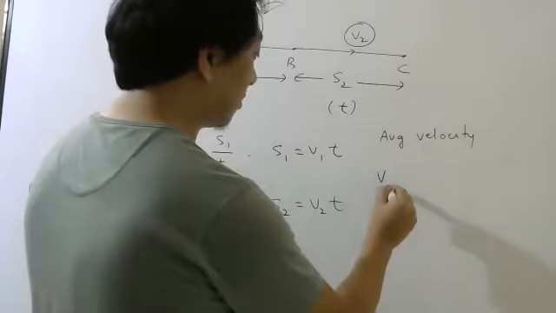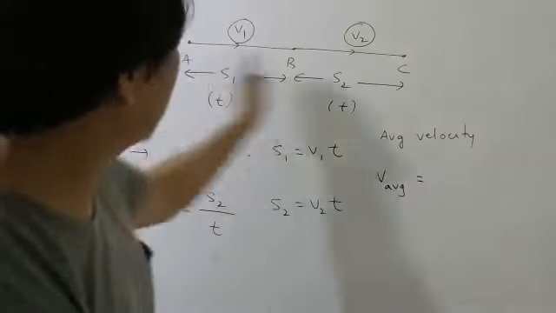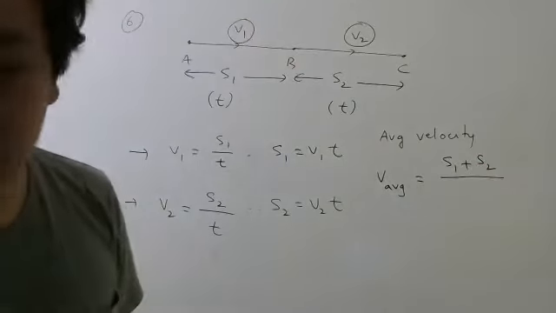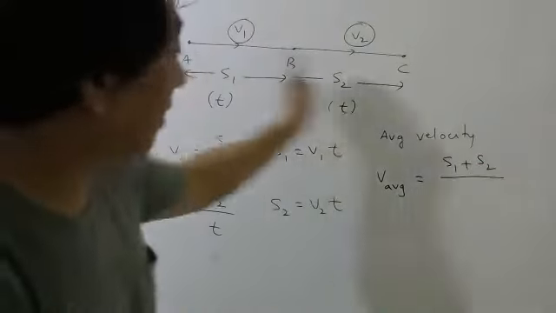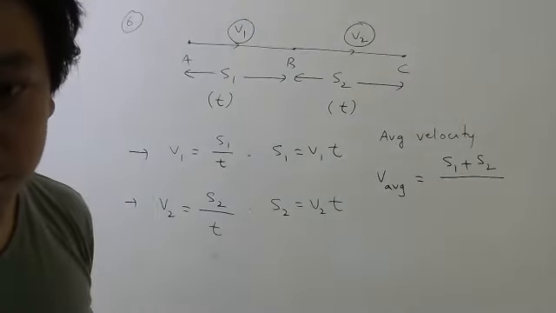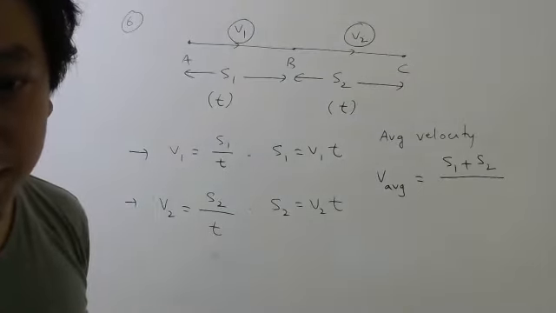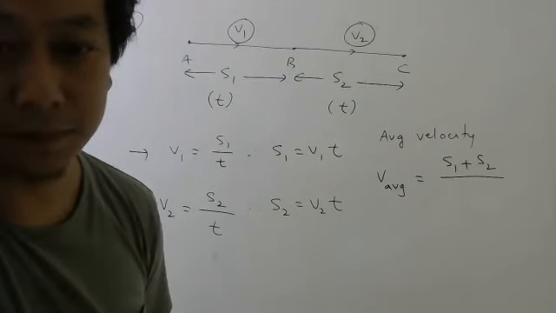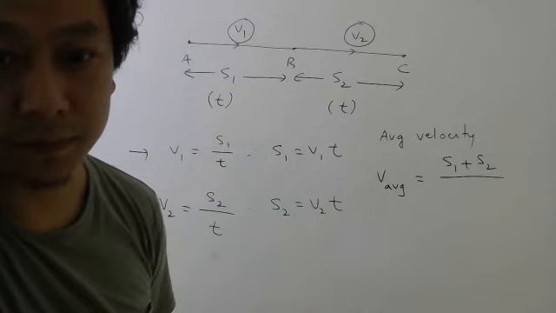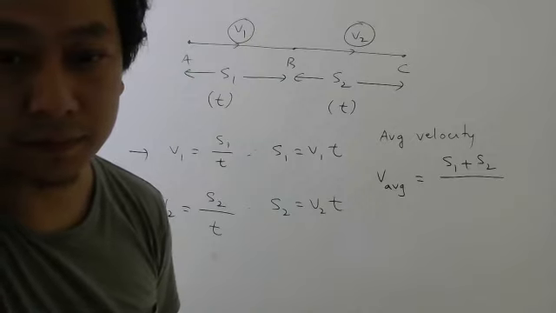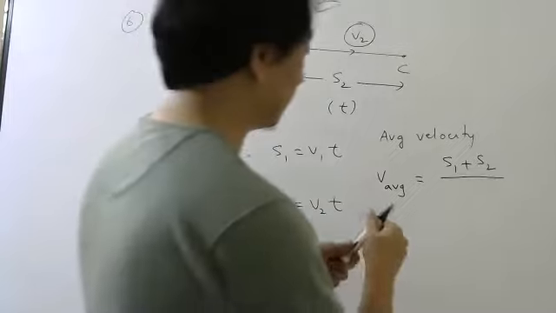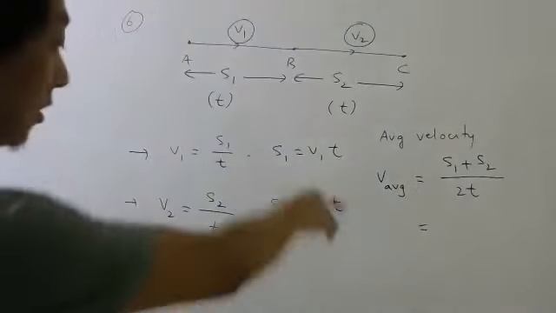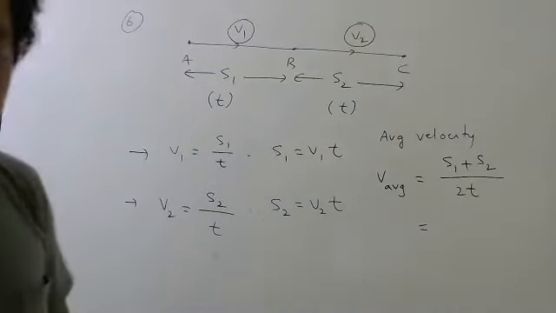So what will be the answer? What is total distance? Total distance is S1 plus S2, right? What is total time taken? What should I write? Total time taken is two T, right? Okay. So just substitute S1, S2 here and tell me what formula you get.